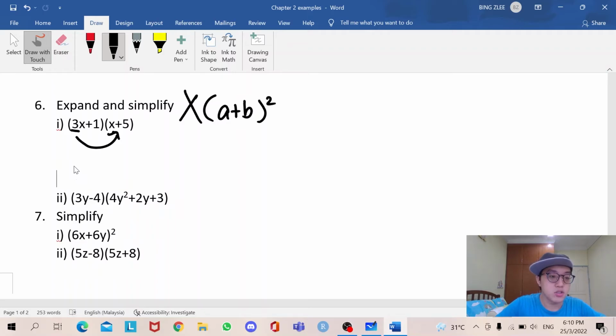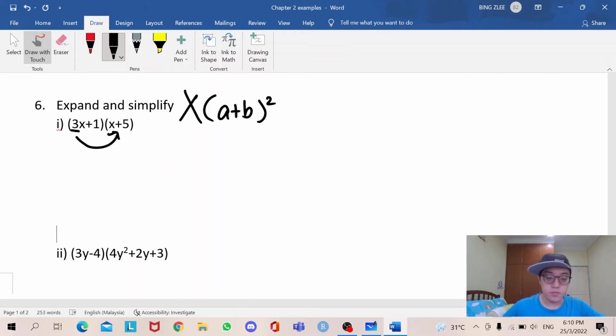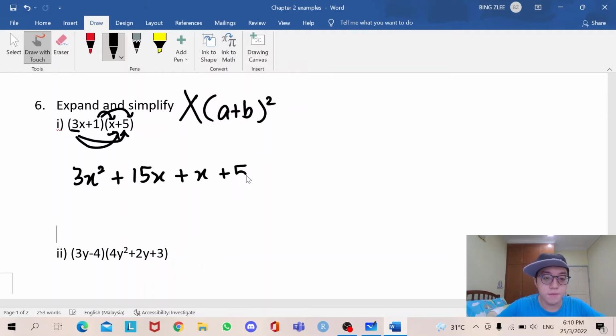3x times x, so it will be equals to... I think I need more spaces here. 3x times x, we will have 3x squared, and 3x times 5, we will get 15x. And then for the second part here, we have 1 times x, which is x, and 1 times 5, which is 5. Therefore, you will get this as 3x squared plus 16x plus 5.